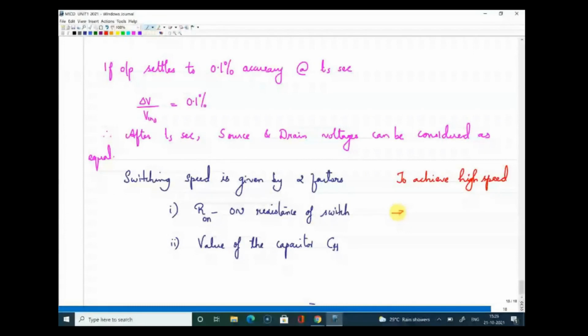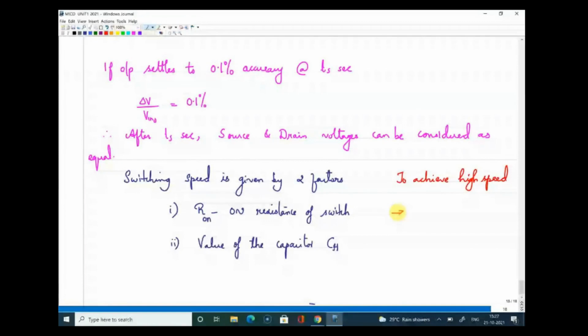If your RC time constant is large, it will take a long time to charge up to that value. So I should actually keep the value of R and C, the product of RC, low, right? I hope you also understood that. Yeah, the RC value should be low.